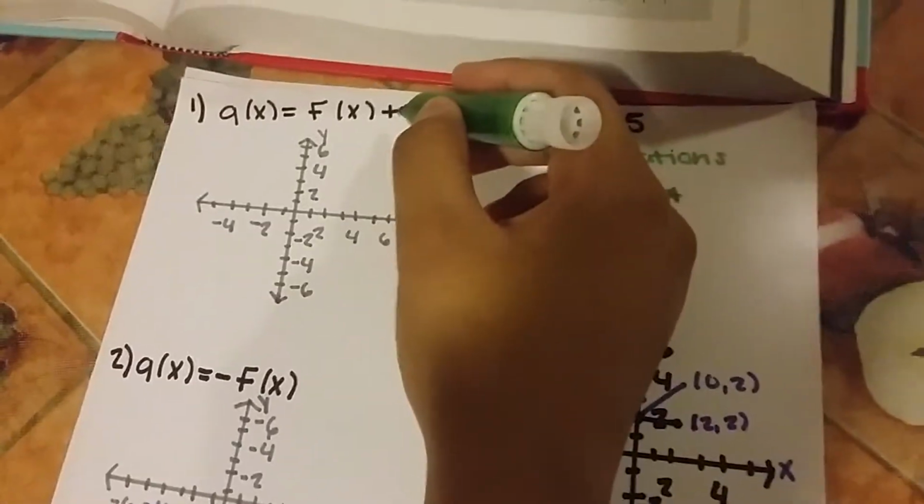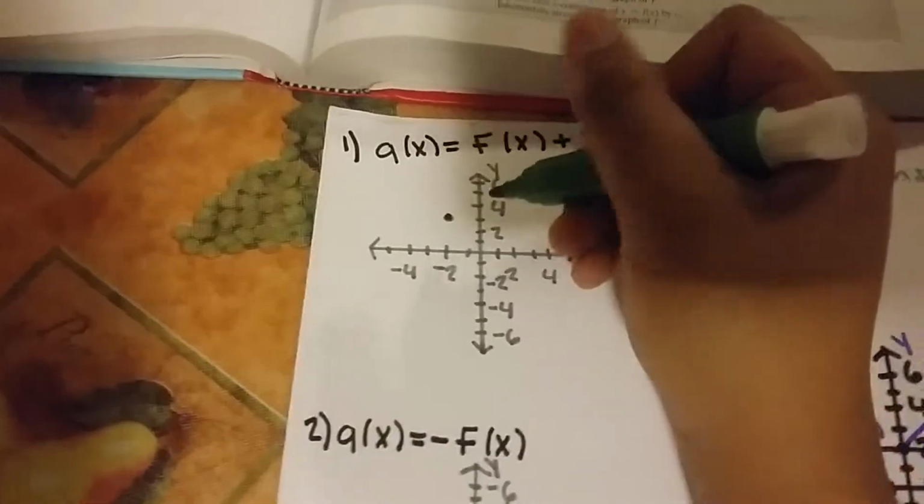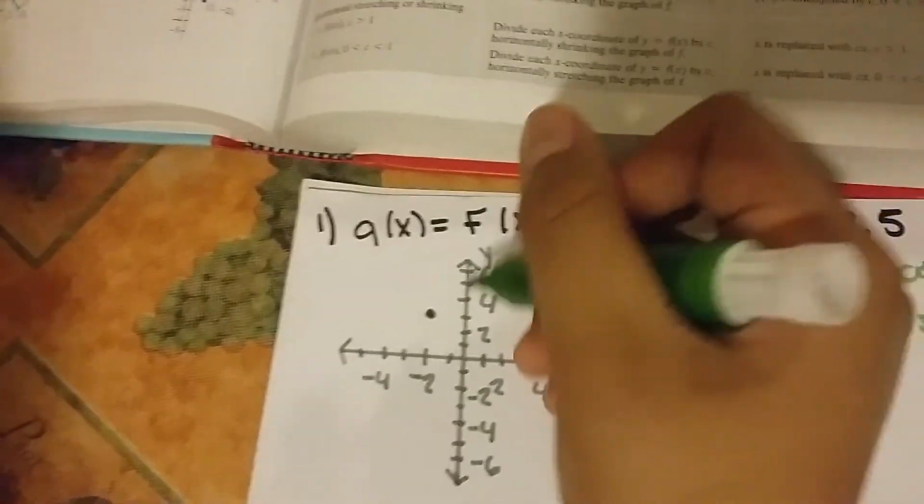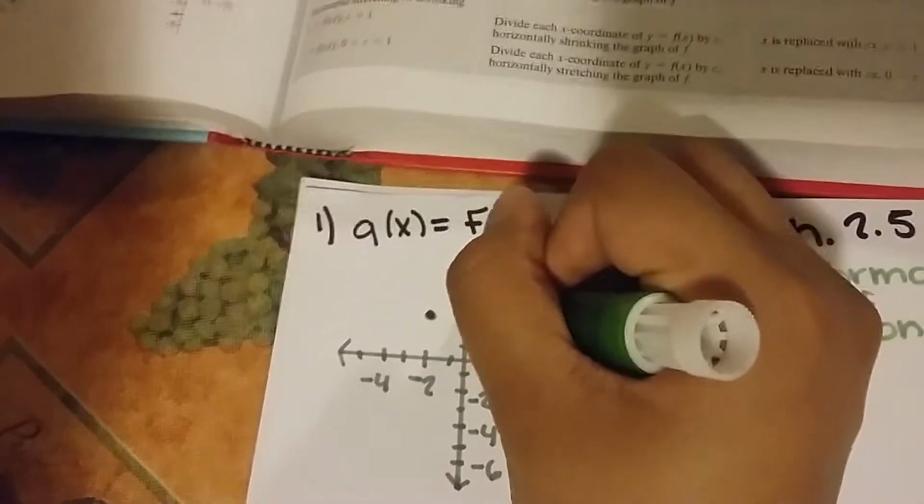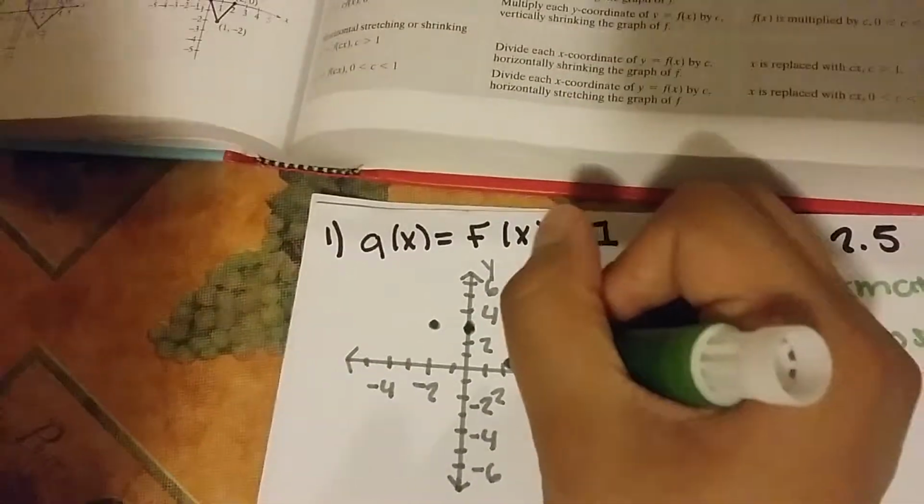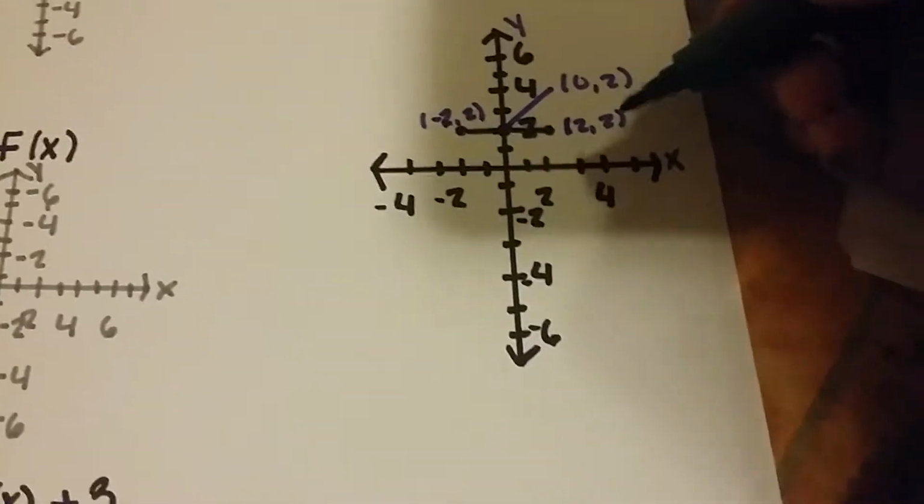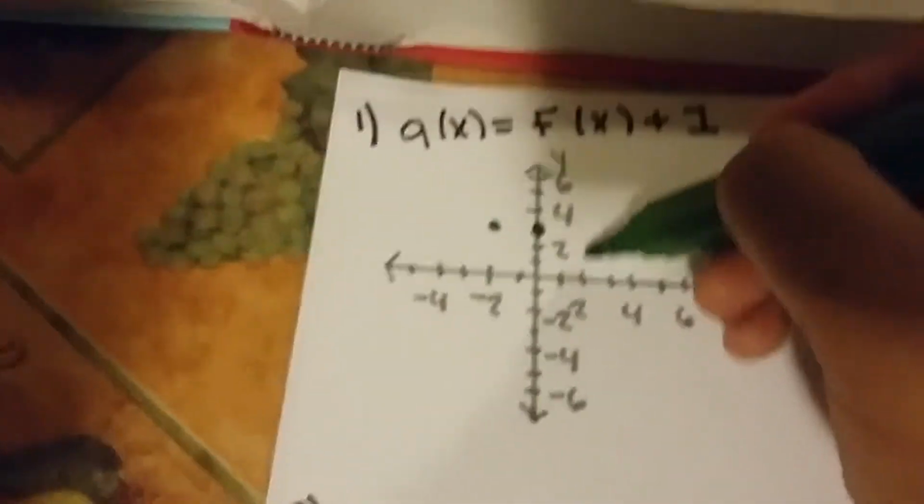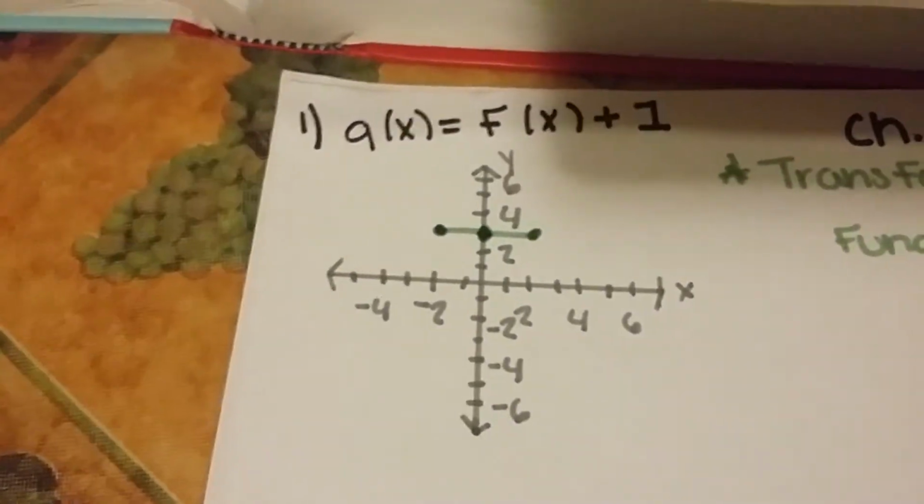So if you have f of x plus 1, that means you will move the example graph up. If it's negative 2, 2, you will move it up to be negative 2, 3. The second point is 0, negative 2, so then it would be 0, 3. The third point is 2, 2, so now it will be 2, 3. And this will be your graph.